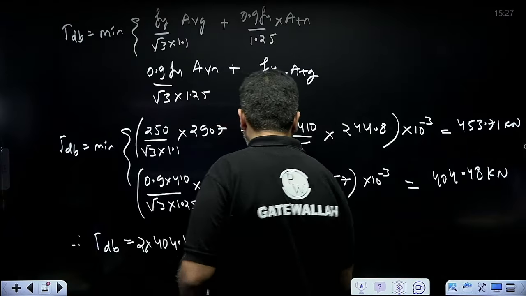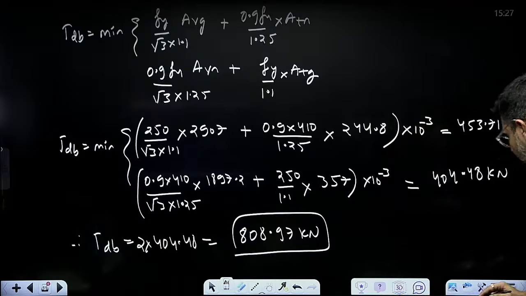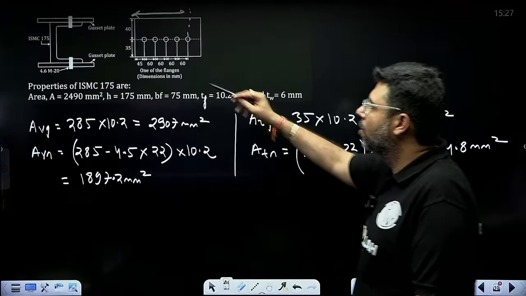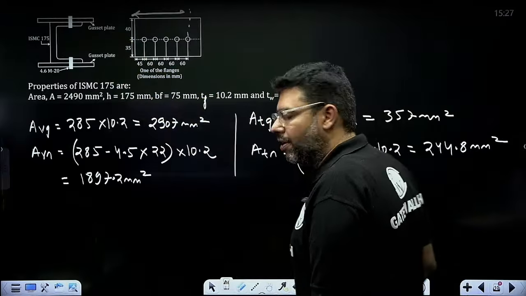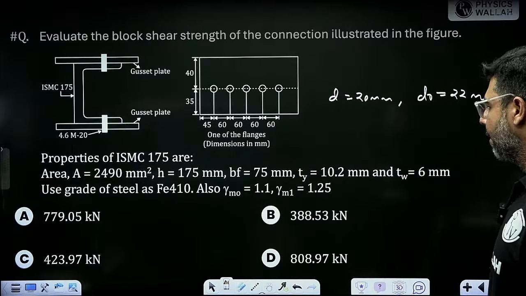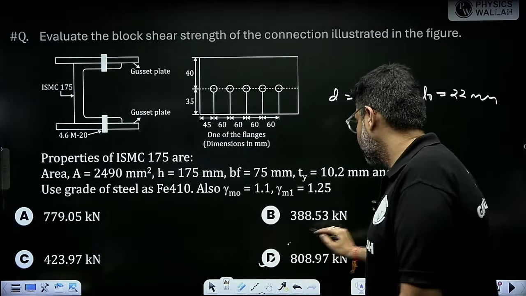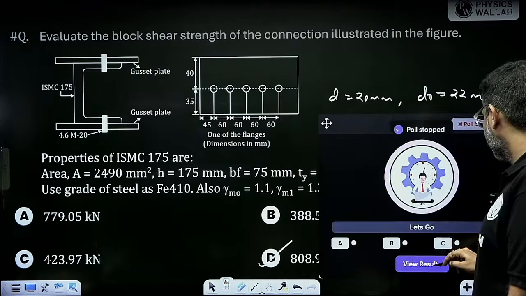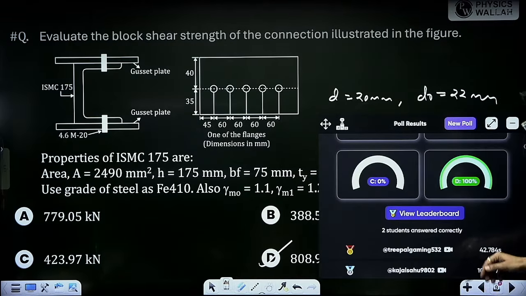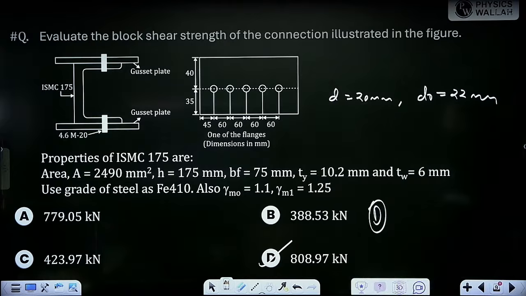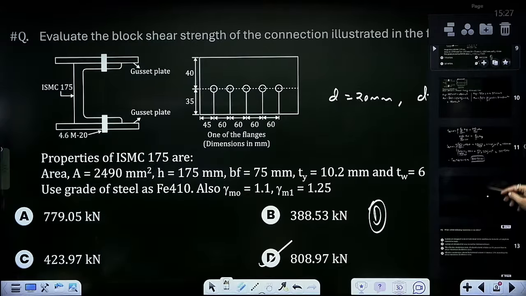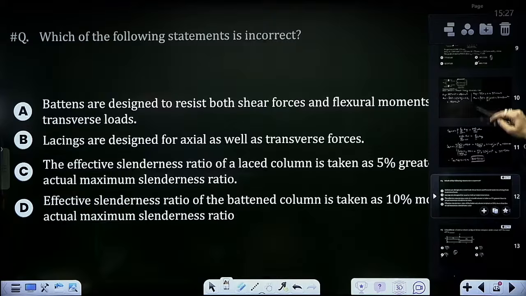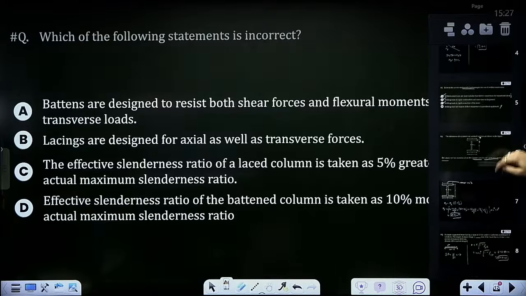Like this, you find out the block shear strength. Why we are multiplying by 2? Because there were two gusset plates. So, answer is D. If you are giving me D as the answer, it is very, very correct. Kajal and Mr. Tripal have given me the correct answer. Very good. These kind of questions you can very much expect in your exam as well.